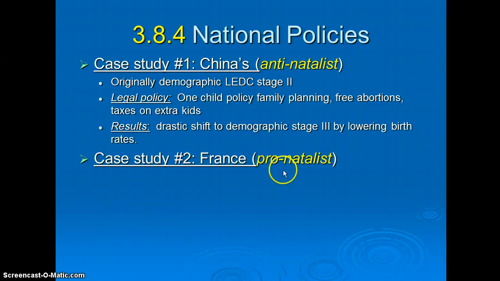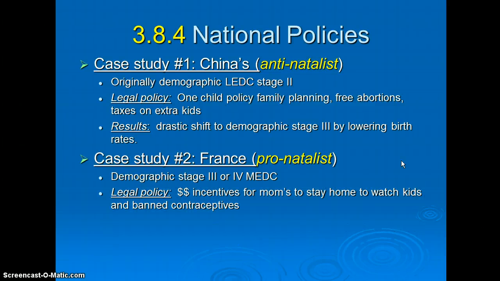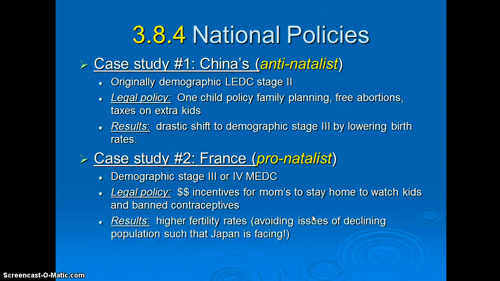Comparatively, France, they wanted more babies, and we call that pronatalist. They are in stage 3 or 4, and they were worried that they were going to have a declining population like Japan, which is not really great either. So they had all these financial incentives and even banned some contraceptives so that the women would really have more babies, and that really helped them because they ended up increasing their fertility rates, which was really positive for their population, unlike Japan, who's struggling with a declining population. So these things are supposed to help those populations deal with their carrying capacity issues, ecological footprint.